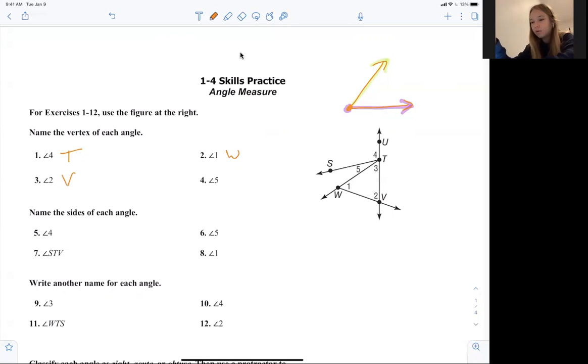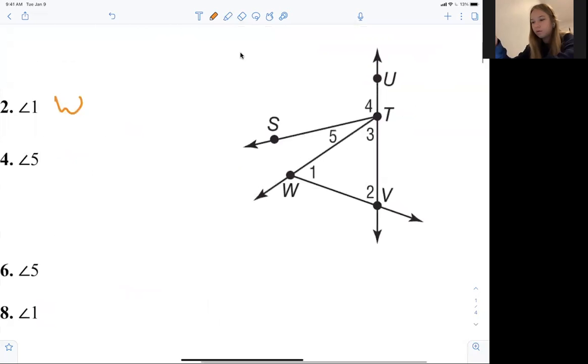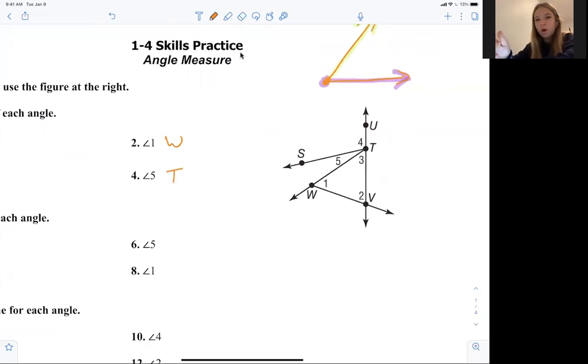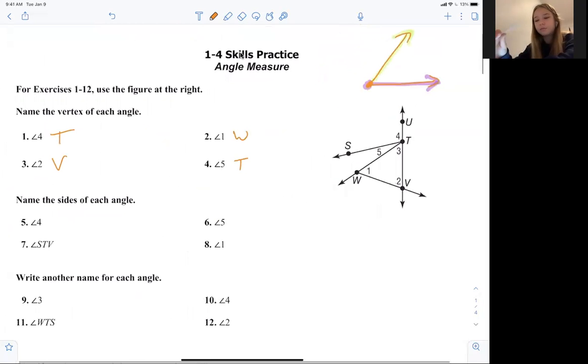Why are we hesitating? Angle 5, T, right. That's why you can't always name an angle with 1 letter. Is everybody with me? If I said angle T, you would know what I was talking about. Sometimes you can name it with 1 letter. Sometimes you cannot name it with 1 letter. That's the important lesson that they're trying to show you right here.